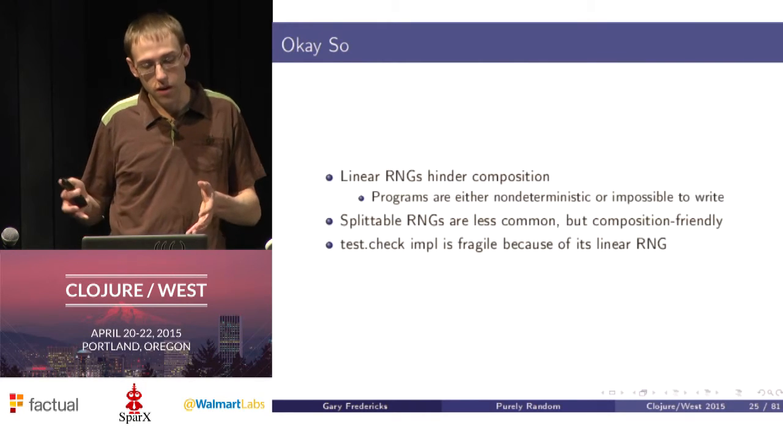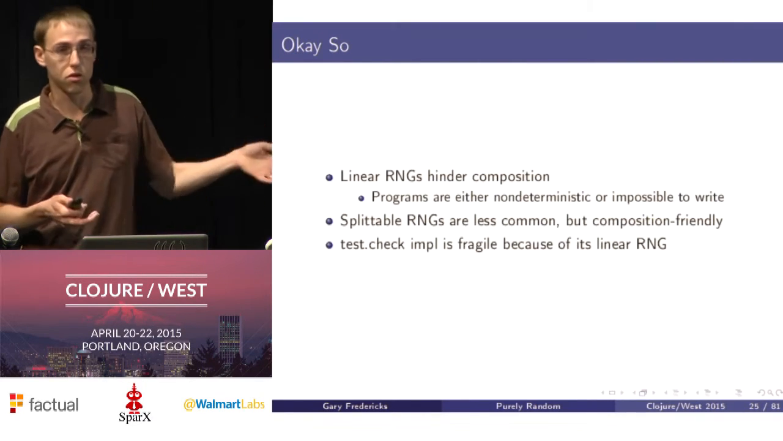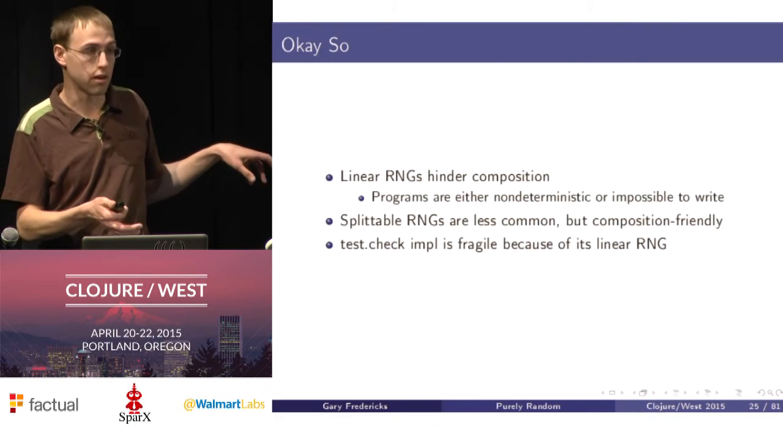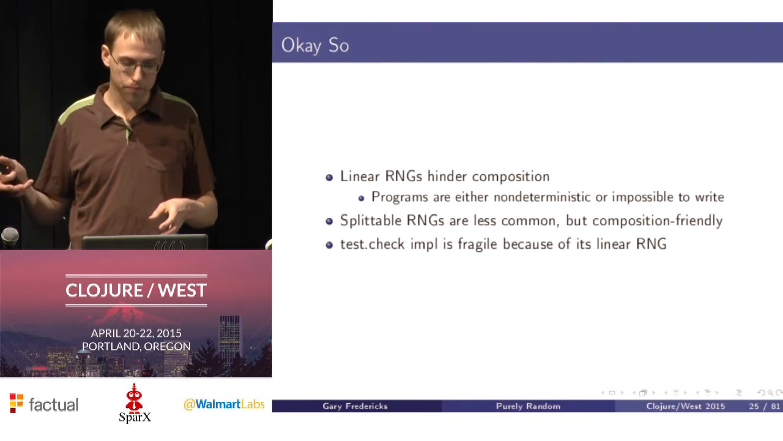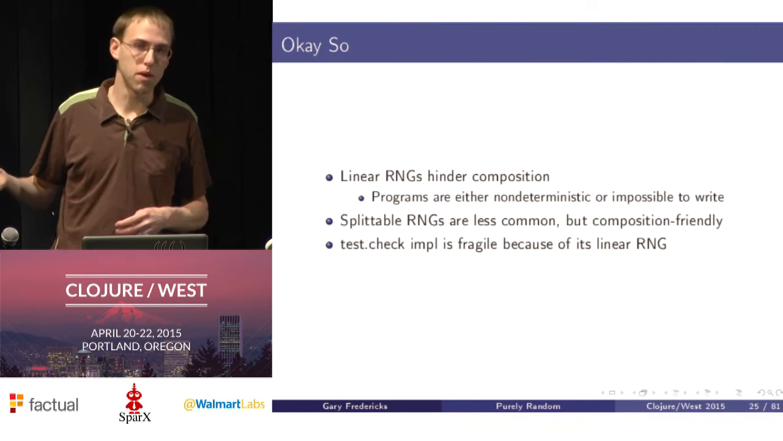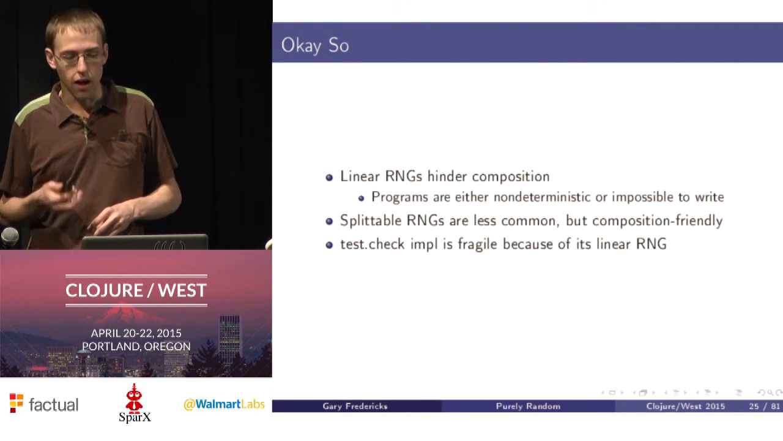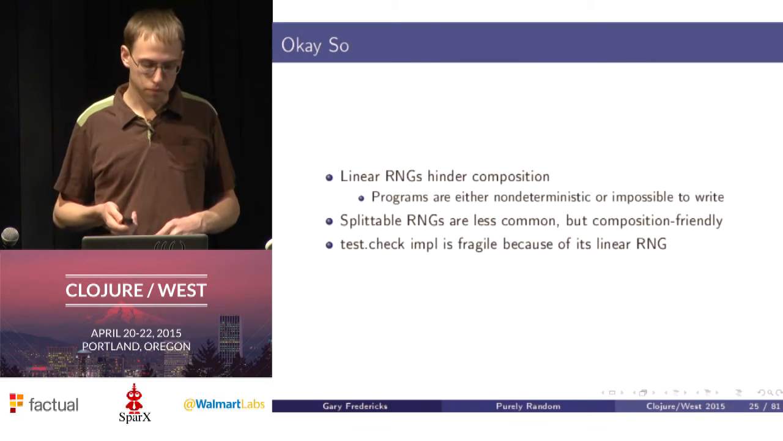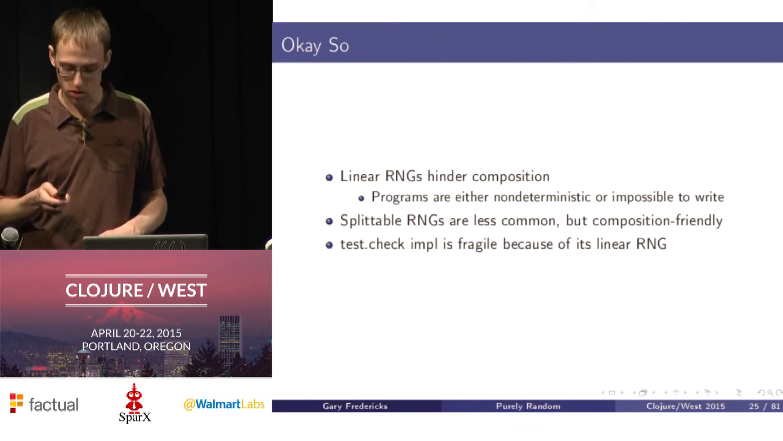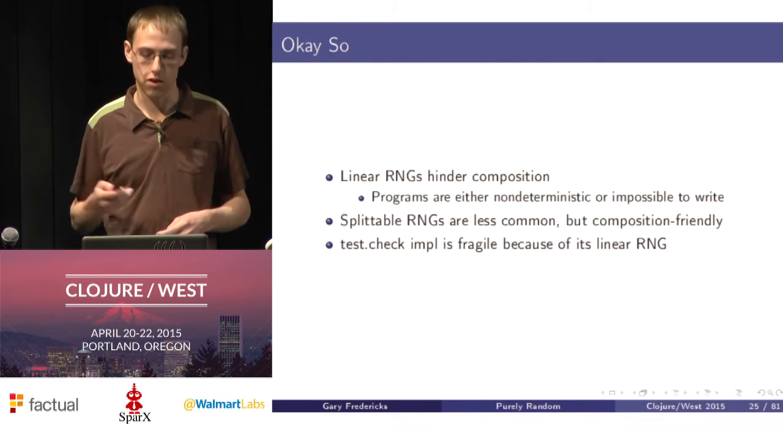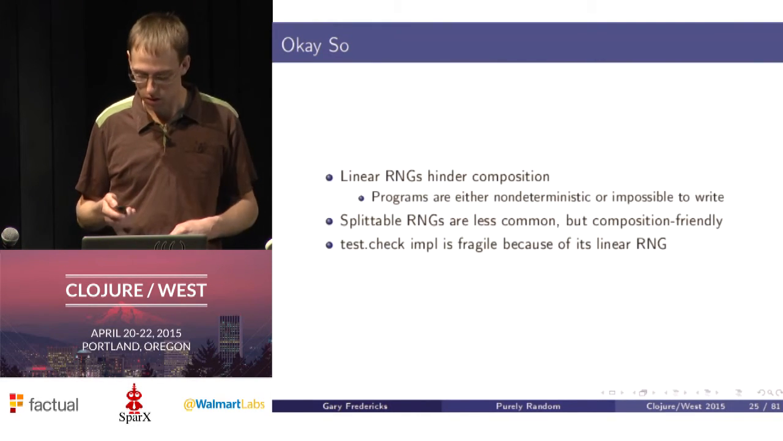So if you try to write general code with a linear generator, either you use a mutable one and your program might be non-deterministic, or you use an immutable one and you get stuck and can't write your code at all. So splittable random number generators solve this problem, but they are harder to find. And the TestCheck original implementation was fragile and difficult to add features to because it was using a linear generator.